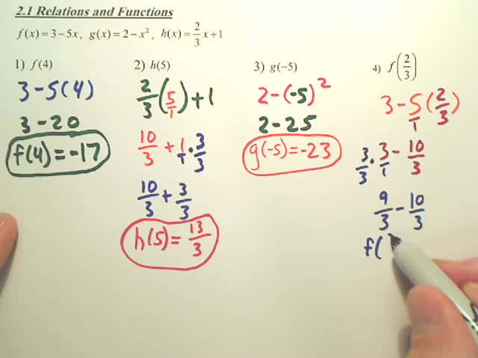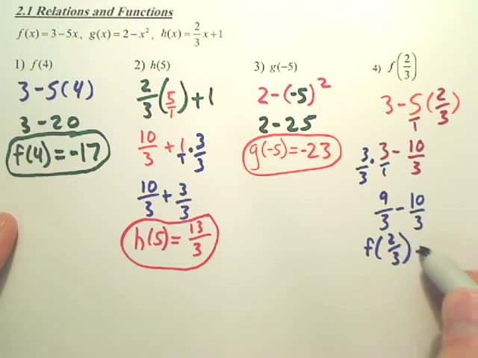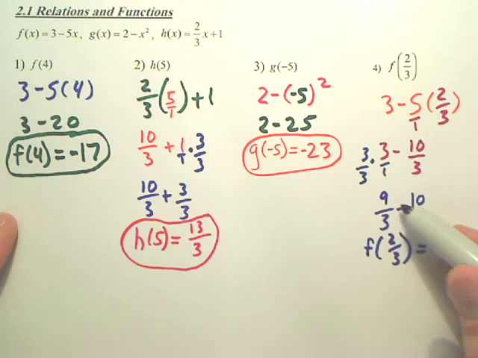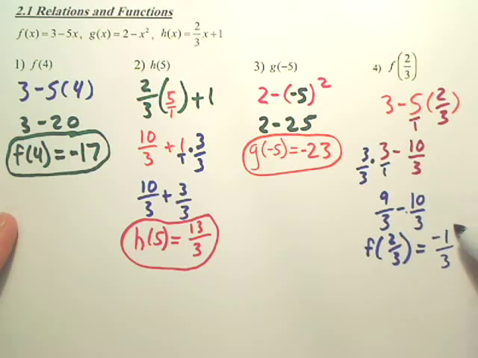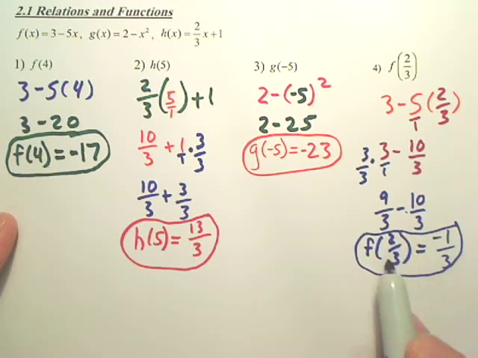So f of 2/3 equals 9 minus 10, which is negative 1/3. Again, all this is saying is take the function f, plug in 2/3, you'll get out negative 1/3.